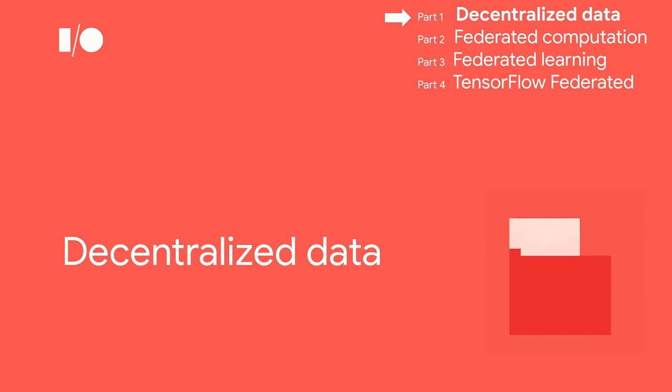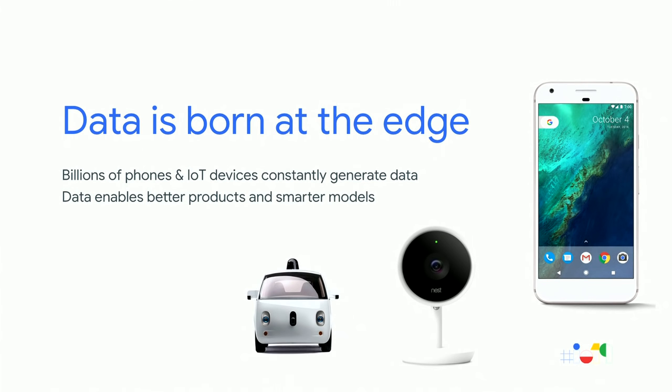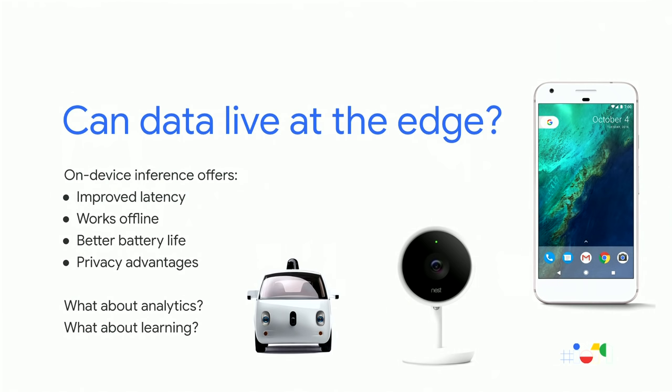All right, let's start with decentralized data. A lot of data is born at the edge, with billions of phones and IoT devices that generate data. That data can enable better products and smarter models. You saw in yesterday's keynote a lot of ways that that data can be used locally at the edge with on-device inference, such as the automatic captioning and next-generation assistant.